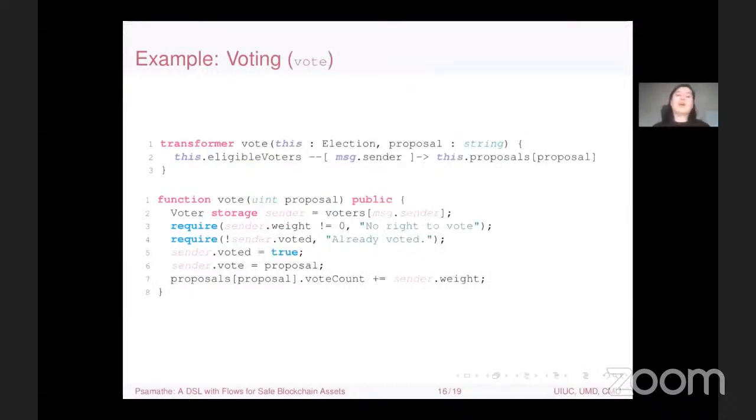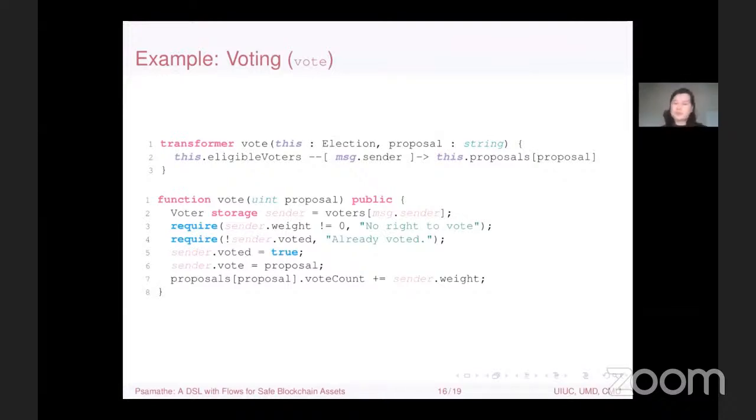And then for the vote transformer / function, we have in the Samathy version this flow on line 2 that implements the whole thing. We take the sender out of the set of eligible voters and put them into the set of people who voted for the specified proposal. So if they're not in the set of eligible voters, either because they haven't been given the right to vote or because they already voted, this will fail, but otherwise it will complete the voting process for that person.